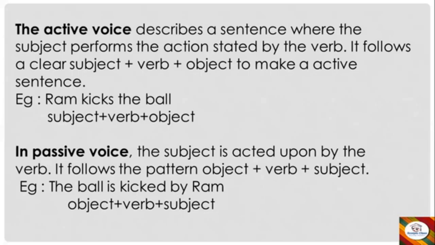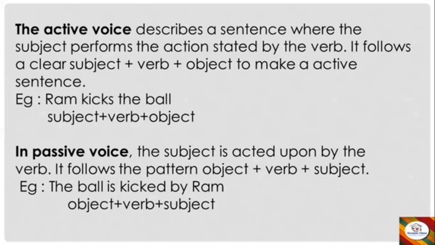Now what is passive voice? In the passive voice, the subject is acted upon by the verb. It follows the pattern object plus verb plus subject. Here it is vice versa. Example: the ball is kicked by Ram. Here the object is written first and the verb is retained in that place, and then it is followed by the subject. The object is receiving some action by the subject, so this will be the pattern of the sentence. The ball is the object, kick is the verb, Ram is the subject.